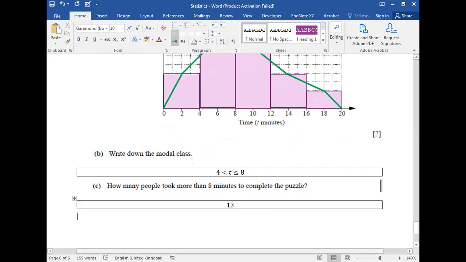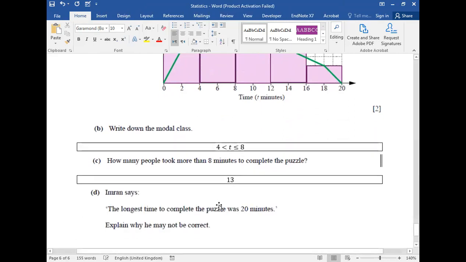The last statement: explain why he may not be correct. Imran says the longest time to complete the puzzle was 20 minutes. Explain why he may not be correct. I've told you people that in grouped data, we do not know individual values. Yes, the final group is concerned with time between 16 to 20 minutes, but it is very much probable and possible that none of the people took 20 minutes. Maybe everyone took 17 minutes, maybe one of them took 17, the other one took 18, someone took 19.